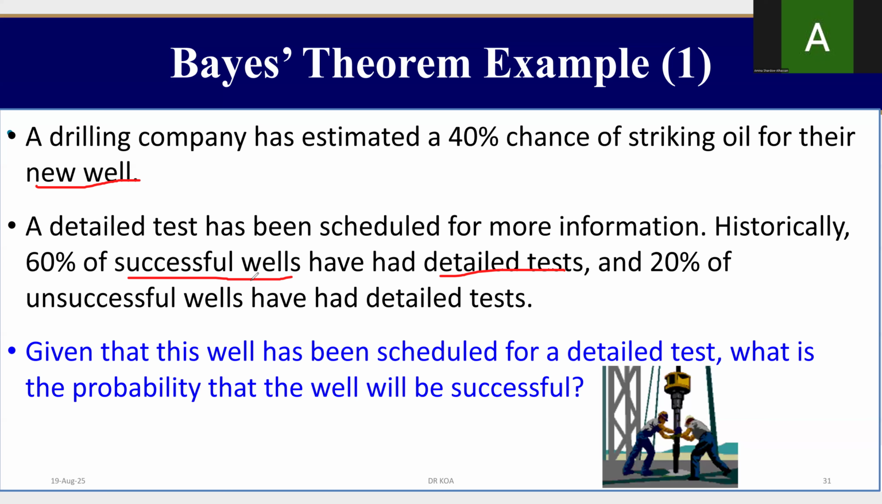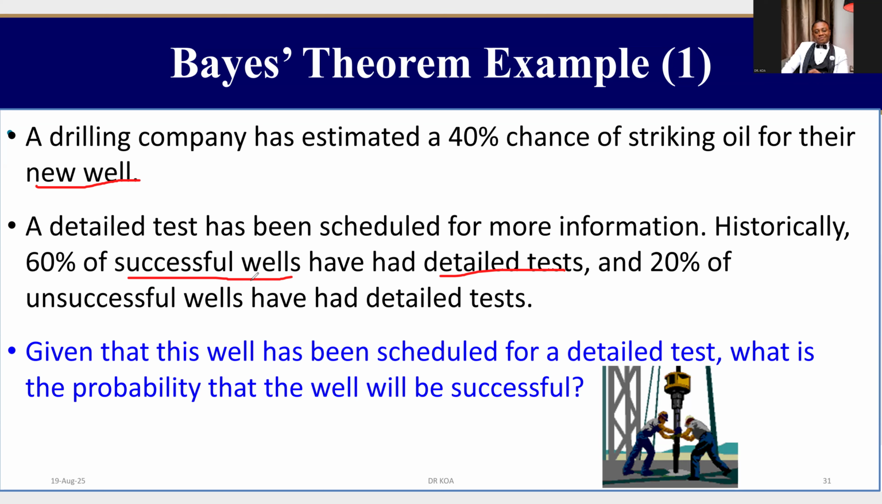A detailed test. Thank you. So that's a condition there. Somebody was asking me, how will you know? You have to see the word condition. That's a condition. You don't just get up and get 60% successful ones. You must have done a detailed test. And 20% of the unsuccessful wells have had a detailed test. So you can still have a detailed test and still not be successful 20% of the time.